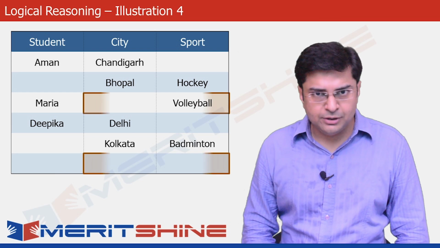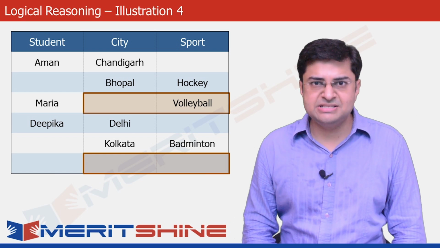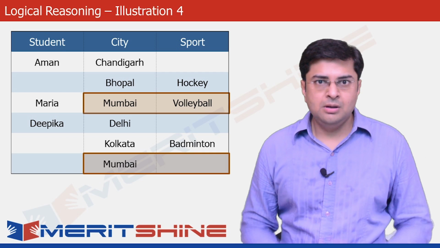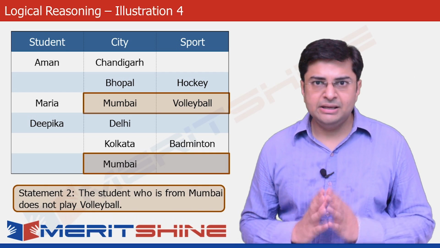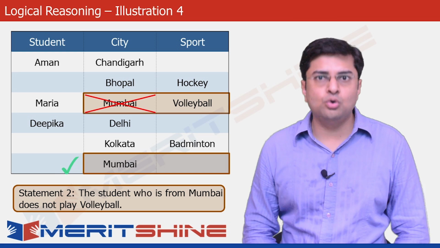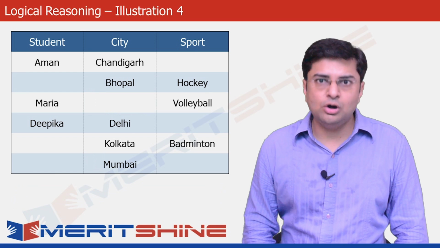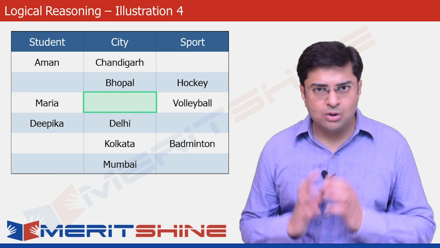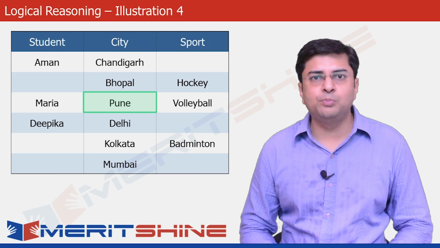Look at the 2 highlighted rows. We can say that since Mumbai hasn't appeared in the table as yet, it has to be fitted in one of these 2 rows only. But if we look at statement 2, we can infer that Mumbai cannot go with volleyball, and so it has to appear in the last row only. Now look at the vacant cell in the second column of the table, the one that has been highlighted. Since Pune is the only city left to be placed in the table, this cell has to be filled with Pune.